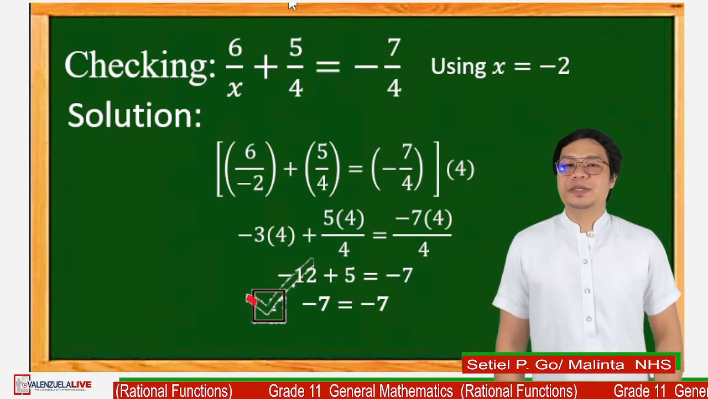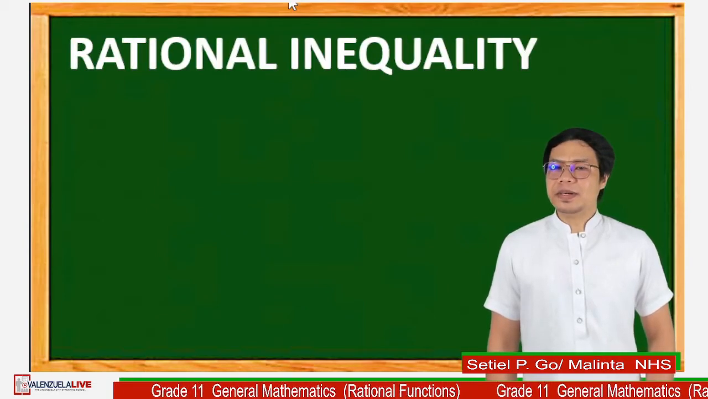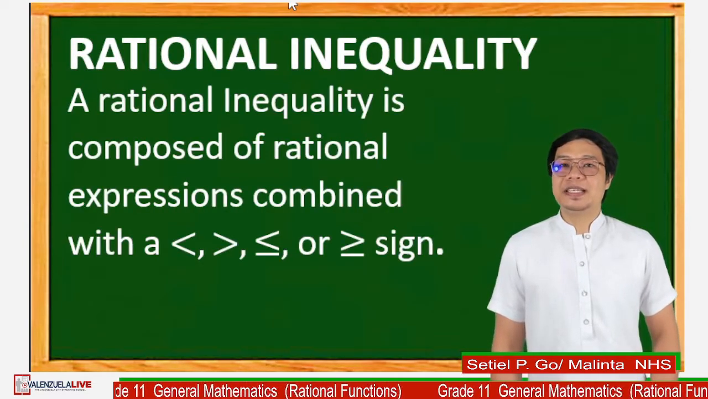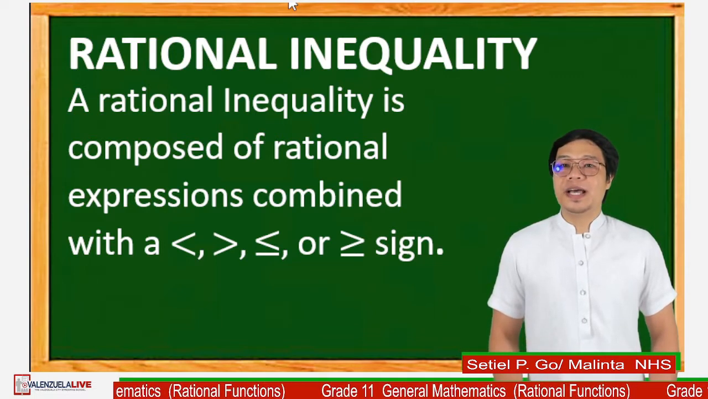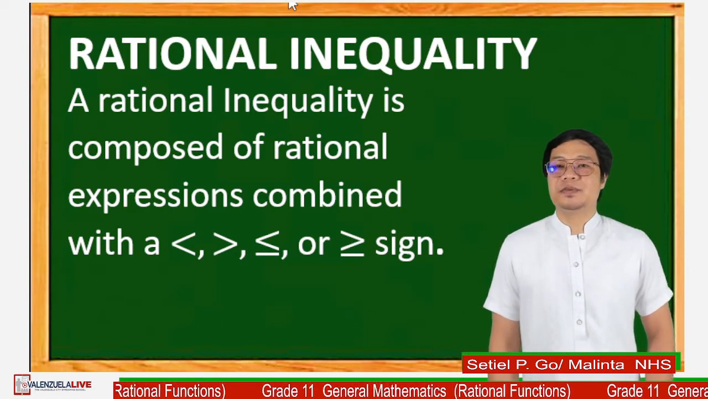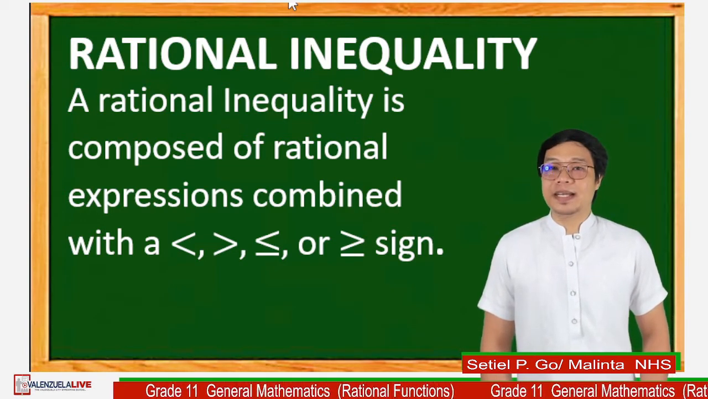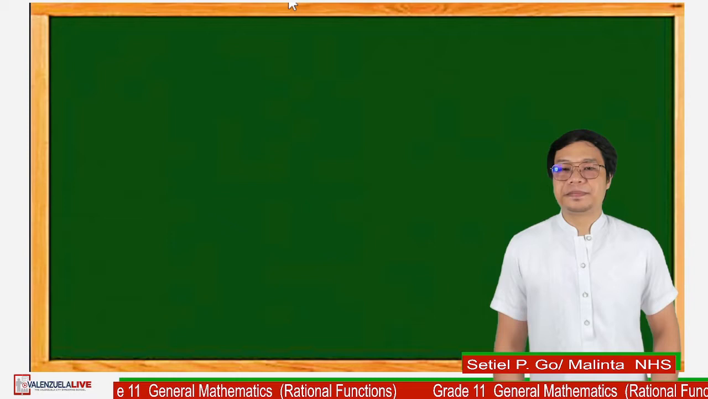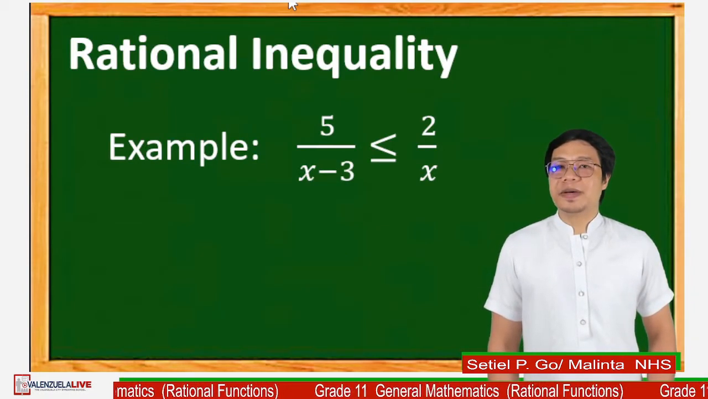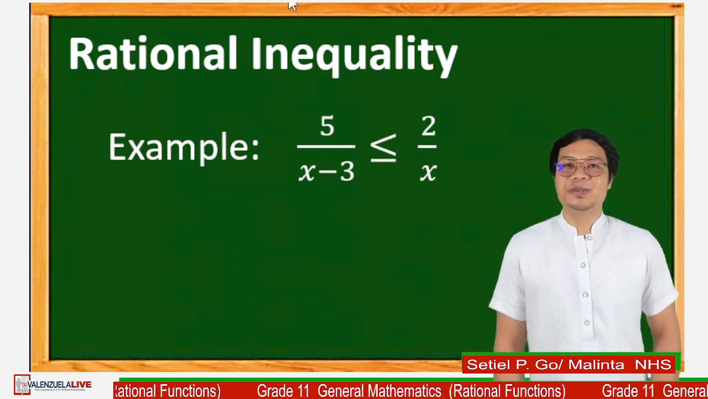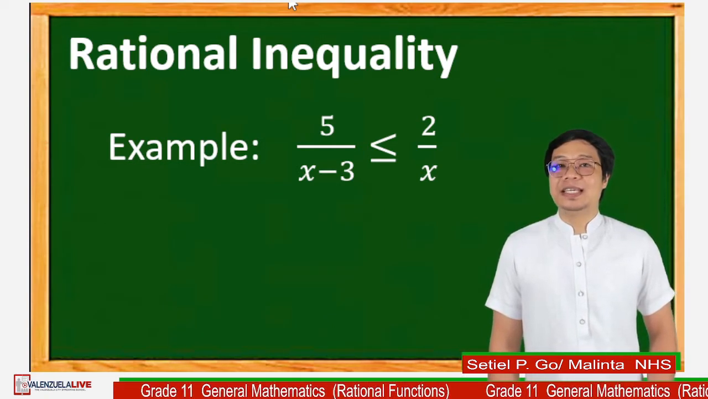This time, we will discuss the concept about rational inequalities. What are rational inequalities? A rational inequality is composed of rational expressions combined with the following symbols: less than, greater than, less than or equal to, or greater than or equal to signs. For example, 5 over x minus 3 is less than or equal to 2 over x. This is an example of a rational inequality.